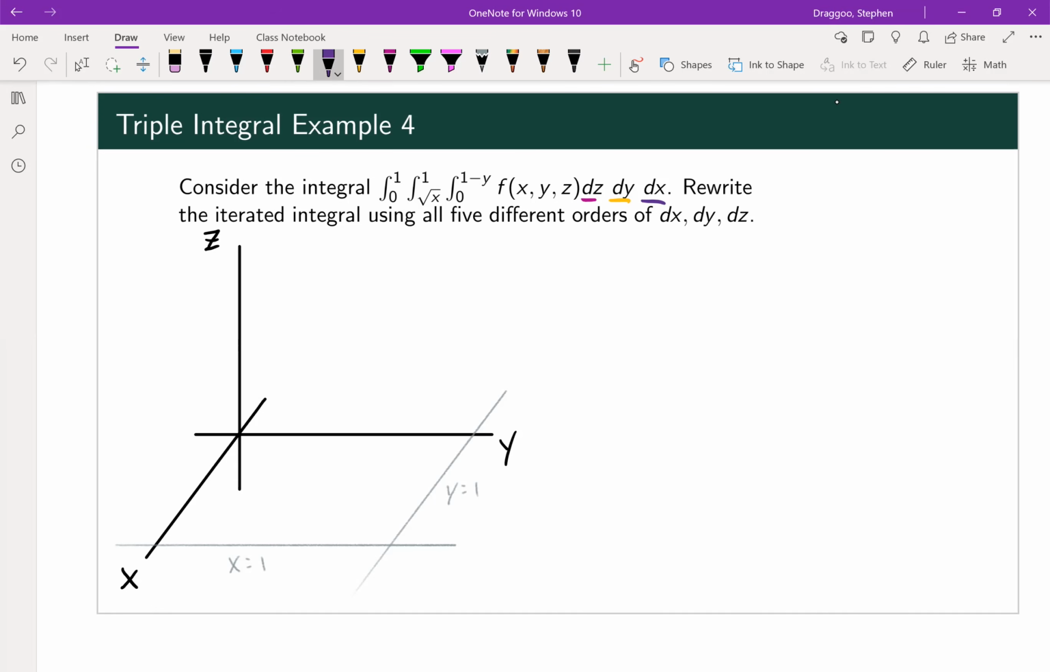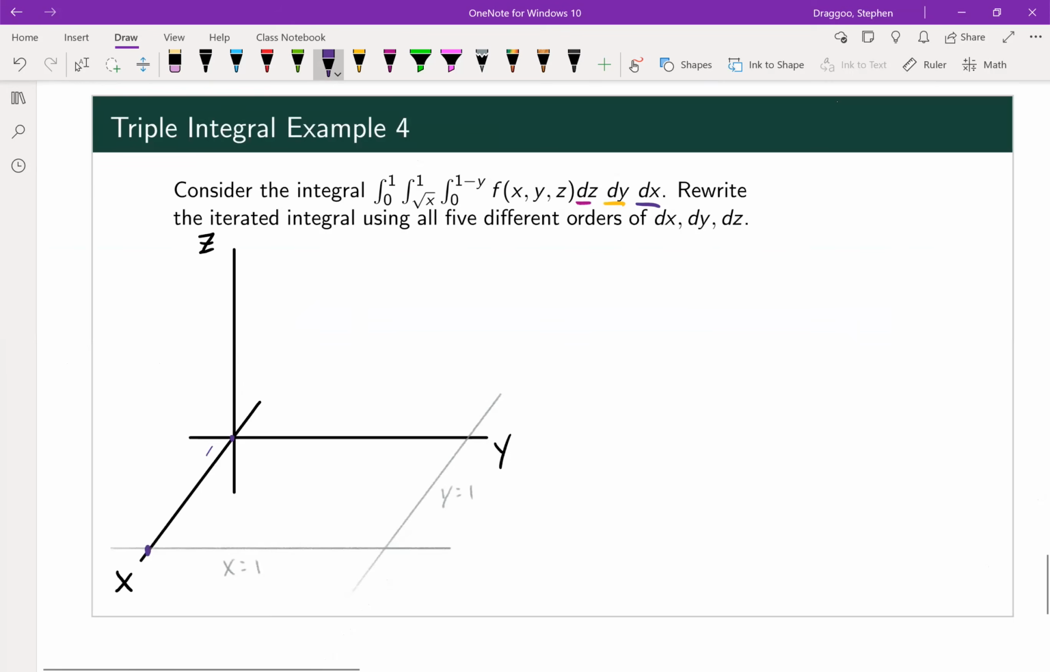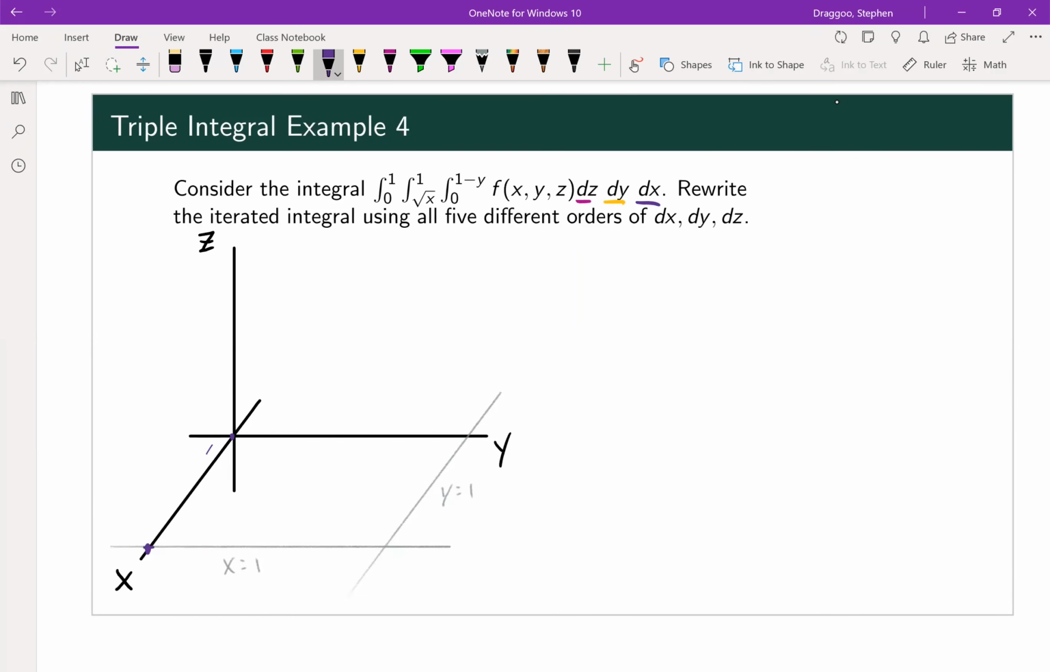So x, I've got the 0 to 1, so it means I'm really just going from the origin out to the line where x equals 1, which is just what that light gray line is going to represent. So next, let's take a look at what's going on in the xy plane. I have 2 equations for that in terms of y equals. I have y equals 1 as the rightmost boundary, and I have y equals the square root of x as the leftmost boundary.